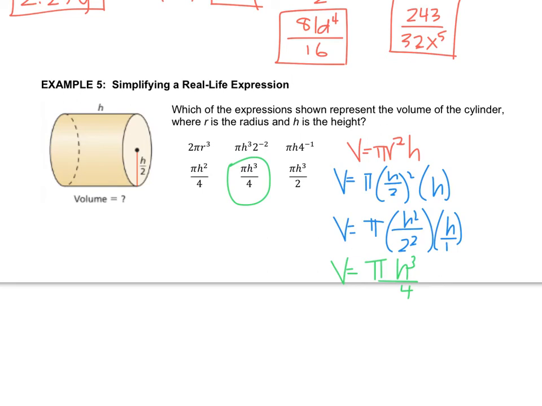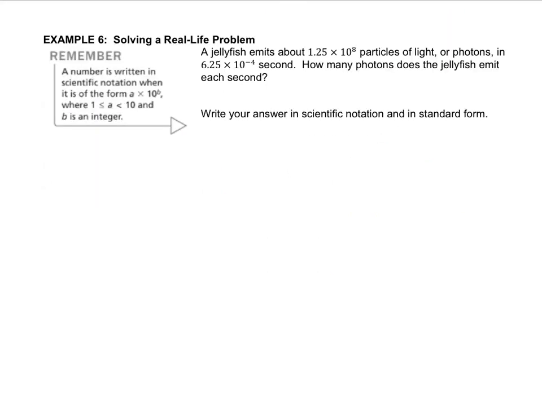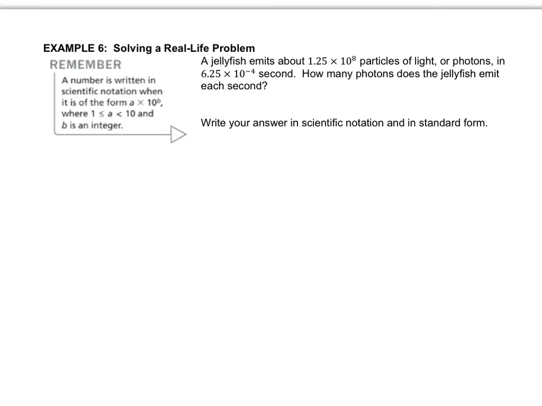All right, let's check out one more. A jellyfish emits about 1.25 times 10 to the 8th particles of light or photons in 6.25 times 10 to the negative 4th second. So this is written in what we call scientific notation. How many photons does a jellyfish emit each second? So what I want to do is I need to do photons per second.